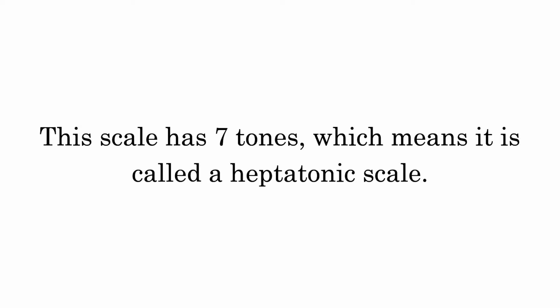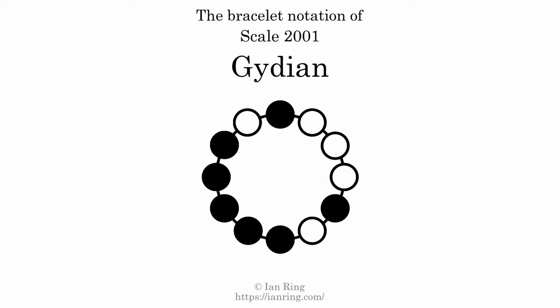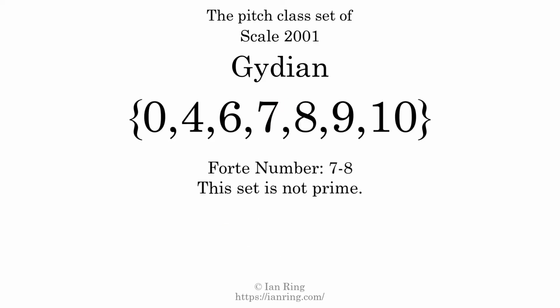This scale has 7 tones, which means it is called a heptatonic scale. This is a bracelet notation diagram of Scale 2001. The shaded circles represent tones that appear in the scale, and they are read clockwise, starting at the top. The pitch class set for this scale is 0, 4, 6, 7, 8, 9, 10.